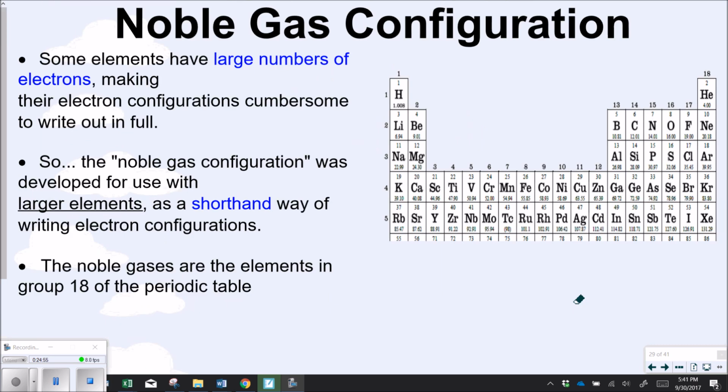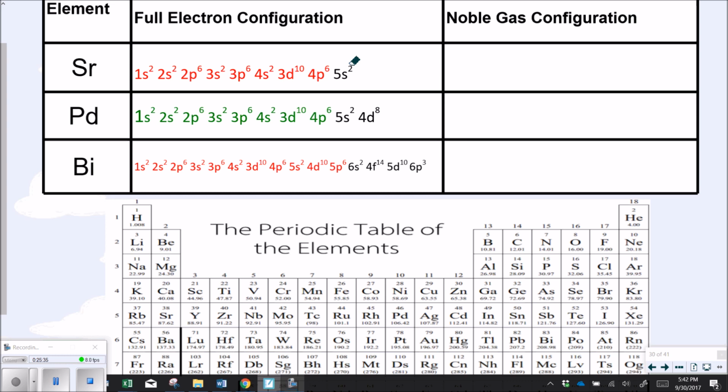The noble gas configuration was developed for use with the larger elements as a shorthand way of writing electron configurations. The noble gases are the elements in group 18 of the periodic table. So here they are over here. So let's take a look at the element strontium. Strontium is over here at number 38. So what you do is you go up one level on the periodic table, and then you go find the noble gas at the end of that period. And in this case, it is krypton.